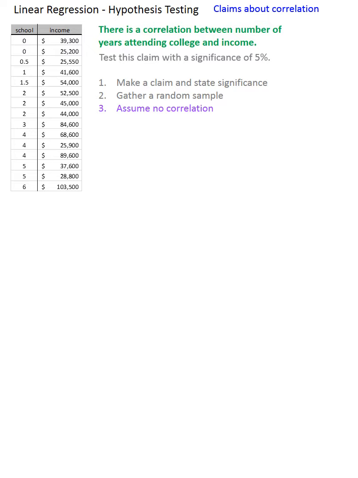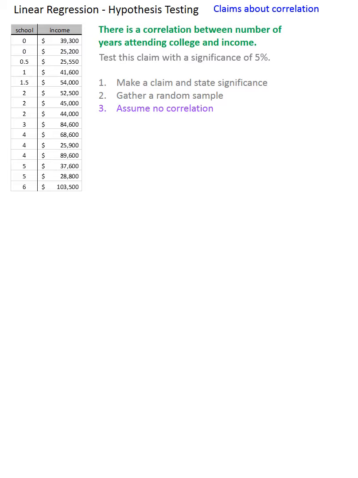Although it is possible for students to go out and gather their own data, the typical scenario is that you've been given the sample data and you're going to start with what in the real world will be step 3, and we're going to assume that there's no correlation. Why would we want to assume there's no correlation when we started this process trying to show that there was in fact a correlation between number of years in college and income?